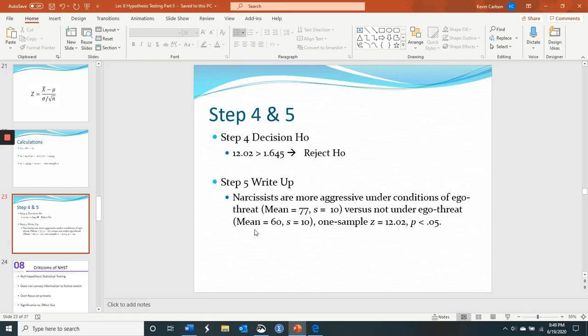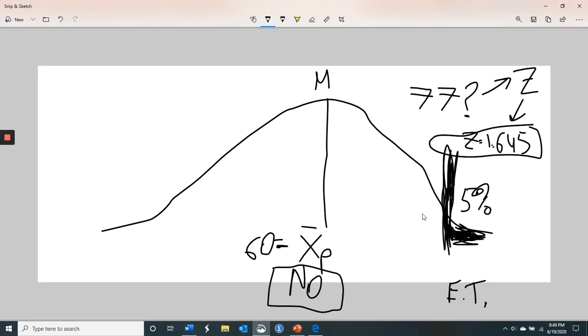We reject the H0. It says that something's going on. There's an effect. Ego threat changed the level of aggression. So I'm just going to show that again. So ego threat changed the level of aggression. So, you know, we had a z-score of 12.02. I'll be really precise here. So our z-score was here. That's way down here somewhere. That's way down at the tail. So we crossed the line.